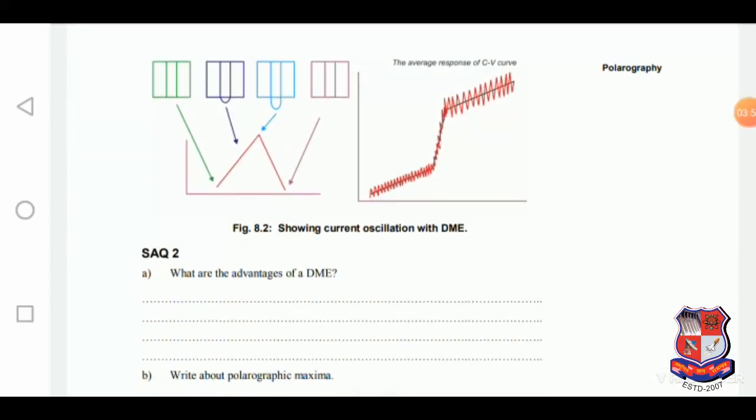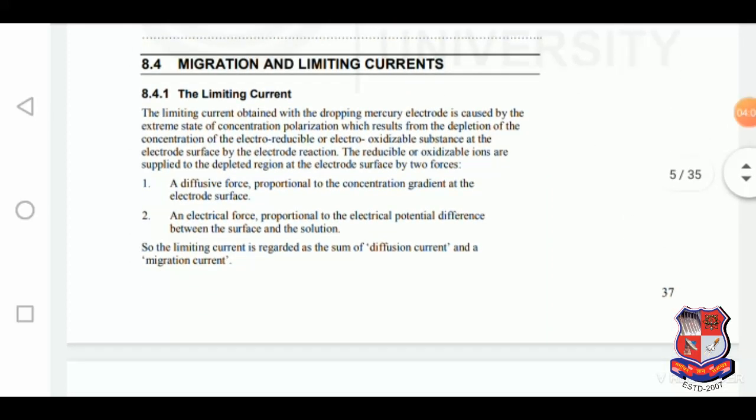Here is another polarogram of DME that shows the oscillation of current within the graph. Migration and limiting currents. Generally, the limiting current obtained with the dropping mercury electrode is caused by the extreme state of concentration polarization, which results from the depletion of the electroreducible or electro-oxidizable substance at the electrode surface by the electrode reaction.